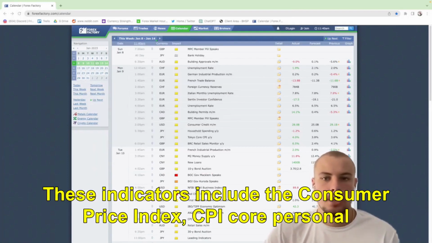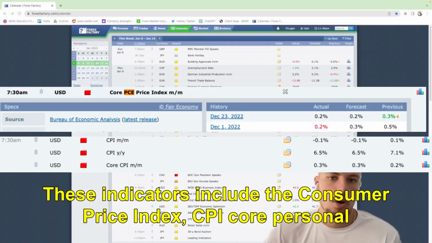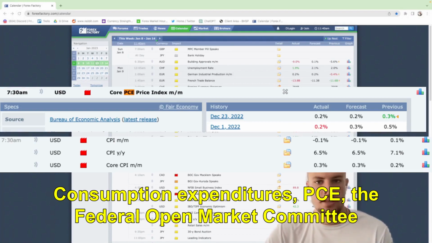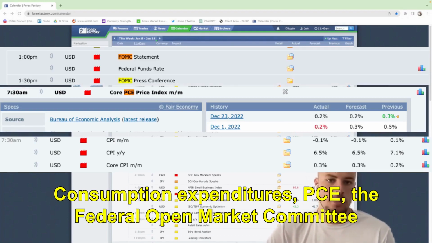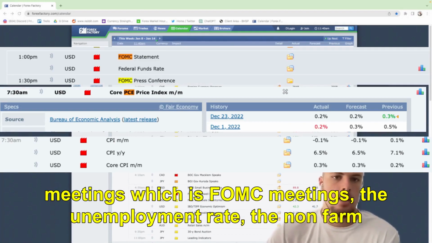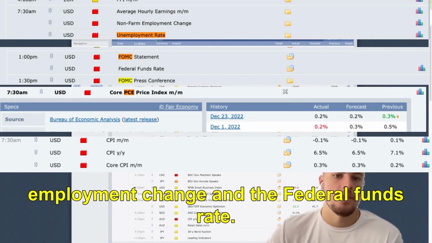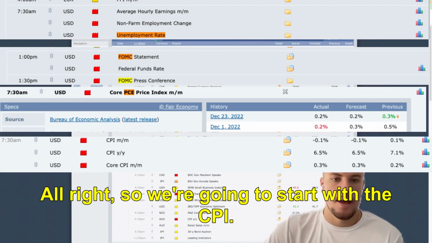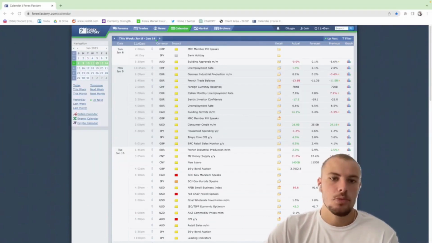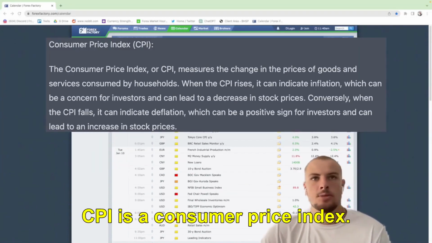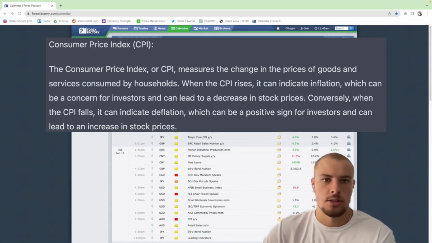Okay, these indicators include the Consumer Price Index, CPI, Core Personal Consumption Expenditures, PCE, the Federal Open Market Committee meetings, which is FOMC meetings, the unemployment rate, the non-farm employment change, and the federal funds rate. All right, so we're going to start with the CPI. CPI is the Consumer Price Index. That's one that actually was announced today if you're watching this video.